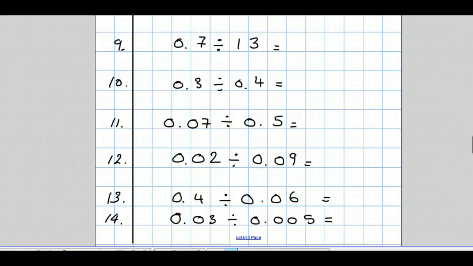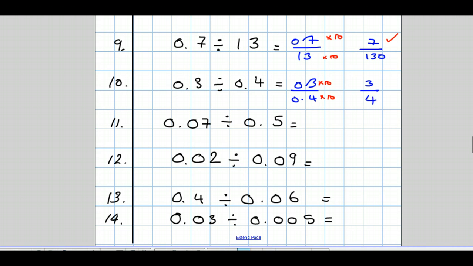Okay, welcome back. Here we get 0.7 over 13, multiply top and bottom by 10 to give 7 over 130. If you got that, give yourself a tick. Question 10, you should have got, as your halfway answer, 0.3 over 0.4. Multiply numerator and denominator by 10 to give 3 over 4. If you got that, give yourself a tick.